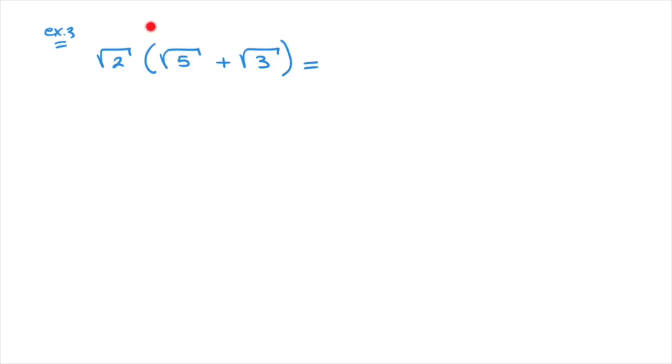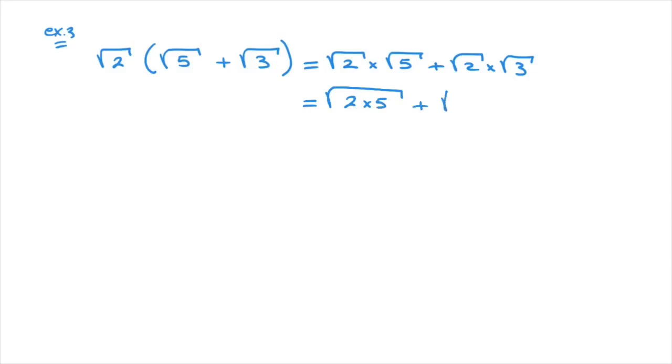We start with the square root of 2 times the square root of 5, so I'll just write that. That's the square root of 2 times the square root of 5 plus the square root of 2 times the square root of 3. Now that we've written all the terms in the expansion, we can go ahead and simplify as much as possible. So using our formula, we find that it's equal to the square root of 2 times 5 plus the square root of 2 times 3. Finally, we can state that that's equal to the square root of 10 plus the square root of 6.